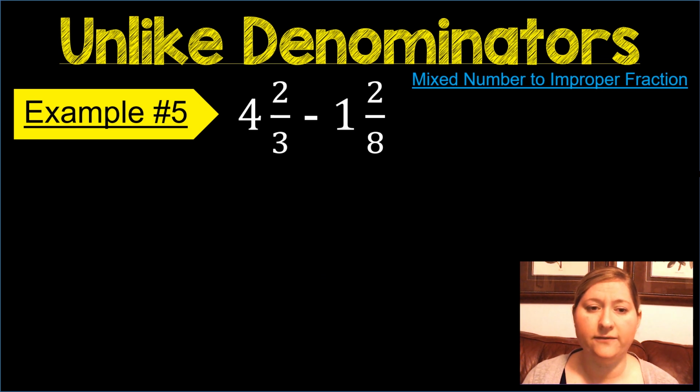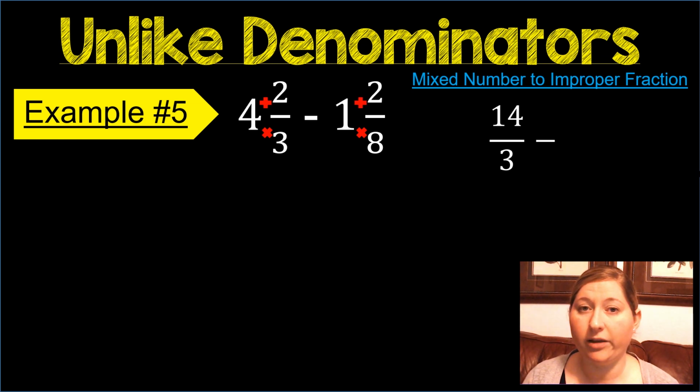So here is very similar to example number 4. I'm going to change my mixed numbers into improper fractions. 3 times 4 is 12. Plus 2 will give me 14 over 3. Bring over the minus. 8 times 1 is 8. Plus 2 will give me 10 over 8.